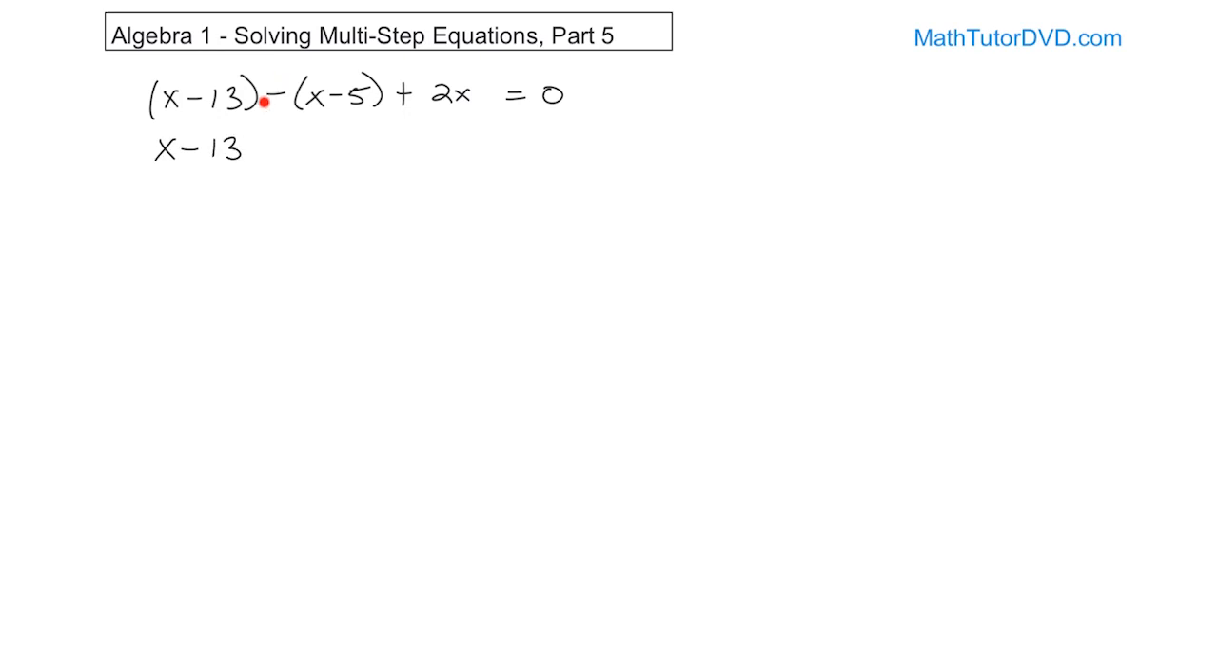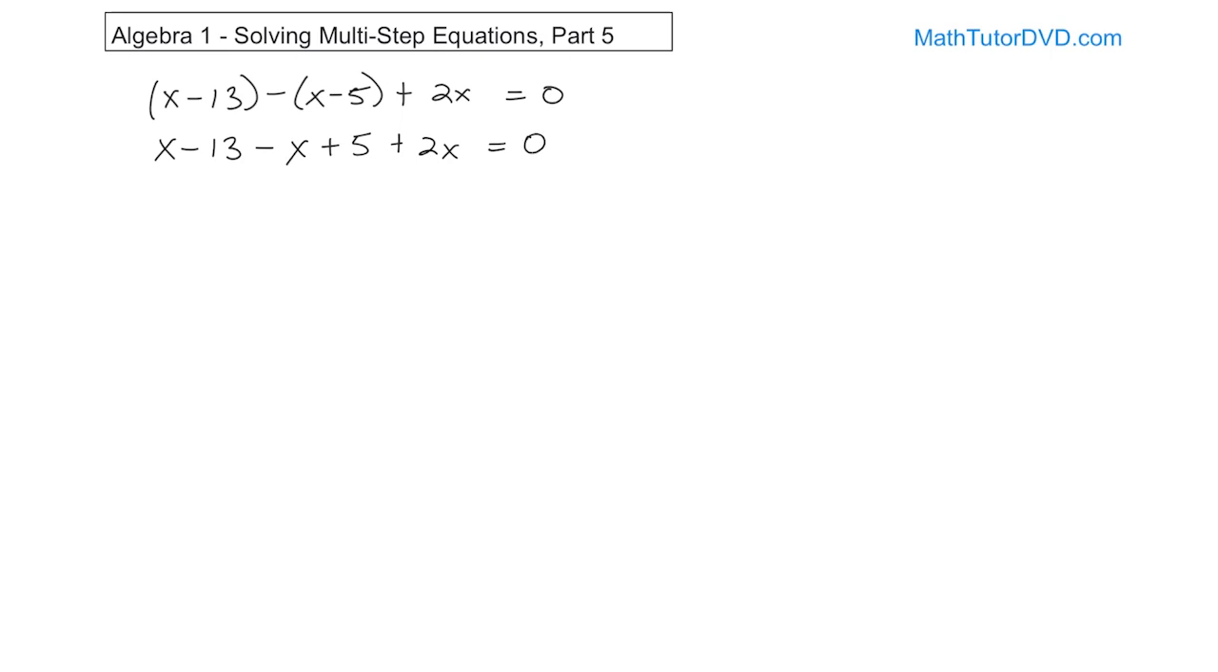But here you have a negative 1 implied. You need to distribute that in. So negative 1 times x is going to give you negative x. And negative 1 times negative 5 is going to give you positive 5. So you have to make sure you understand multiplication. Negative times negative is positive. The 2x is just unchanged, equal to 0.